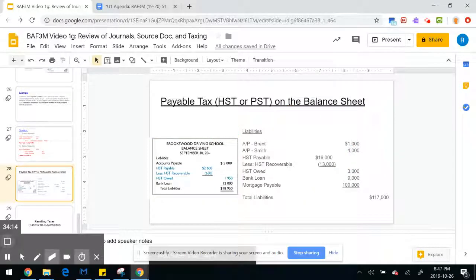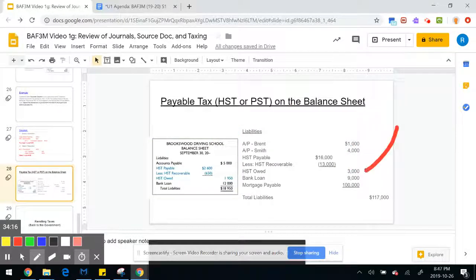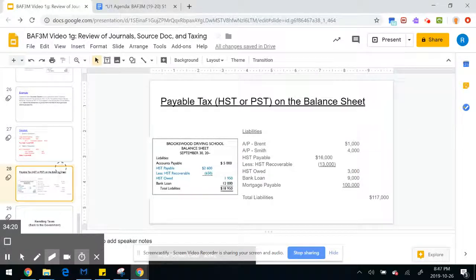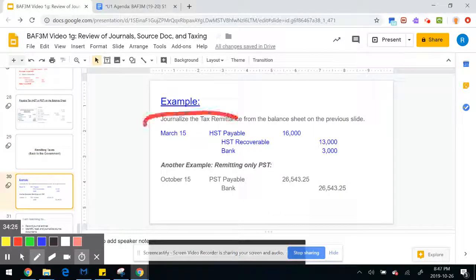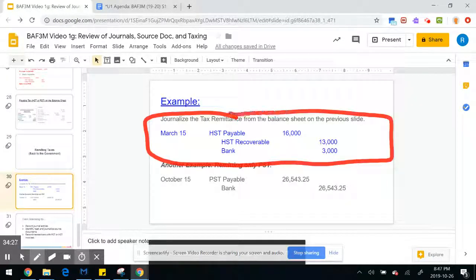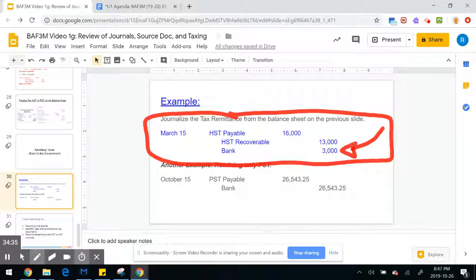So let's say the month is over and it's time to pay the government this $3,000 that we owe them in net HST. So here's how it would look. It's for the same company. Obviously, if we're paying back the government $3,000, we know that we have to credit bank $3,000 because we just paid the government back $3,000 cash. Our cash goes down by $3,000, and then what we do is we effectively eliminate the two HST accounts that we have.